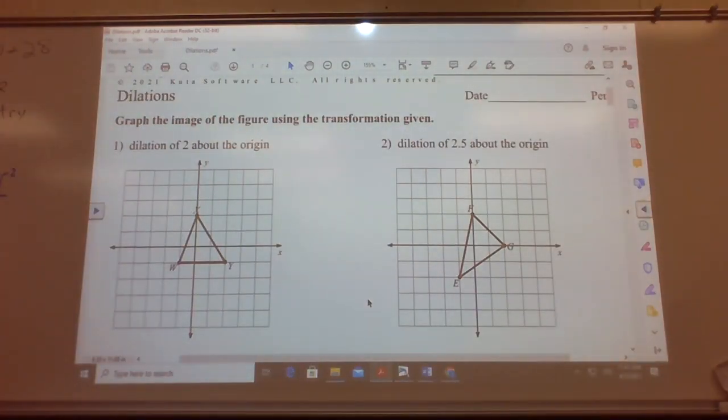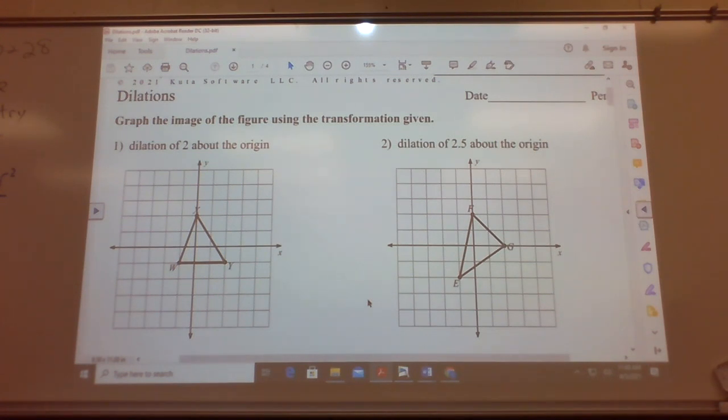Okay, so dilations. Like I said, it's kind of the last one in the set. So we did translation, reflection, rotation, dilation. We've actually done something very similar to dilation already because it's very close to similar figures. And we did similar figures back a couple months ago. So this is very close to similar figures.